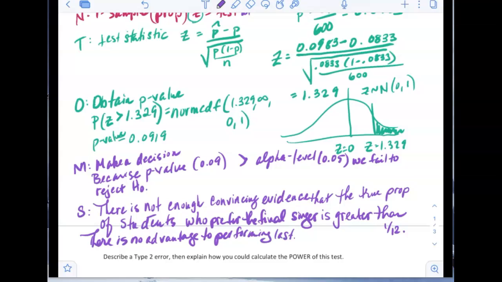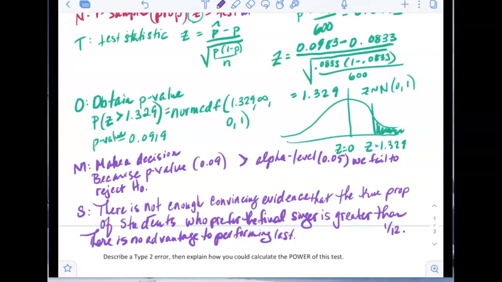last. So notice the first sentence in M is just talking about the numbers. It's going to look almost the same every single time. Compare your p-value to your alpha level. If the p-value is higher, you fail to reject. If the p is low, then the null hypothesis must go. We're going to reject the null hypothesis.